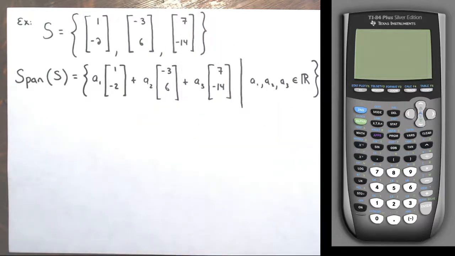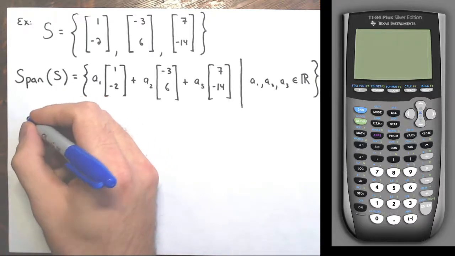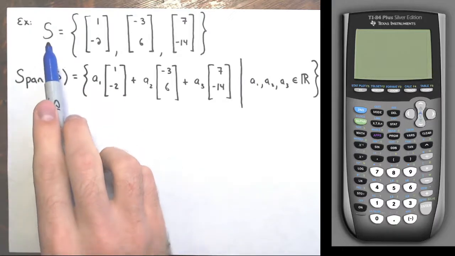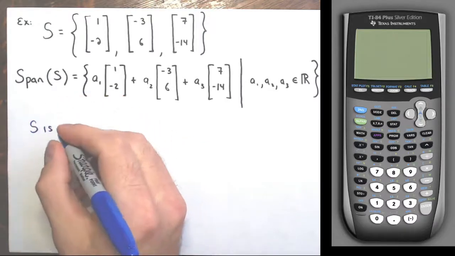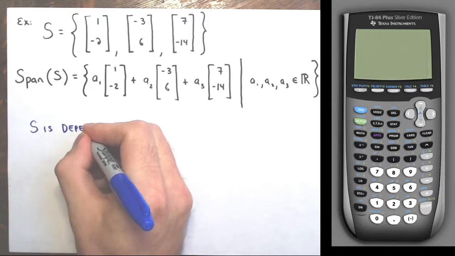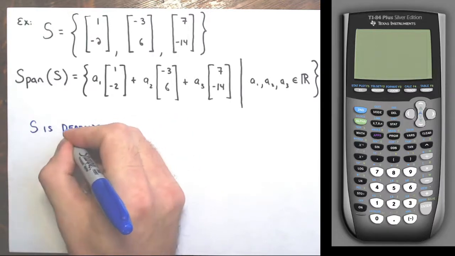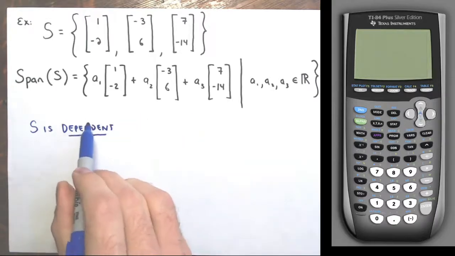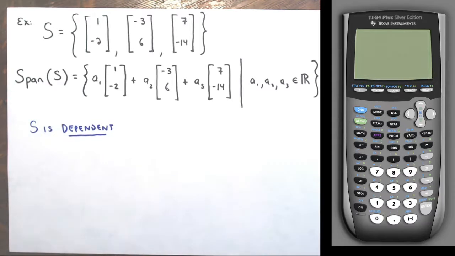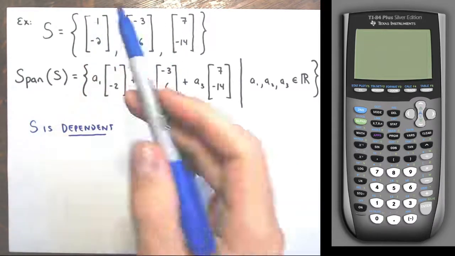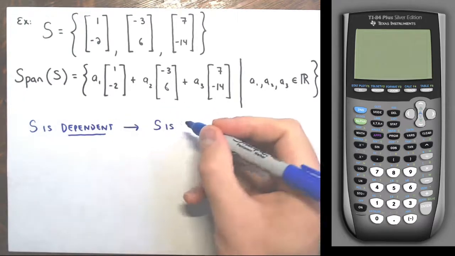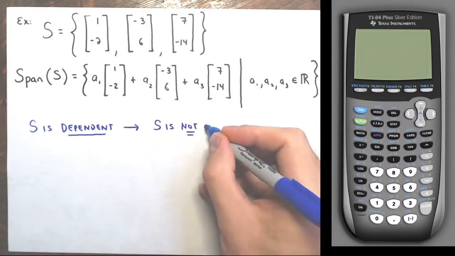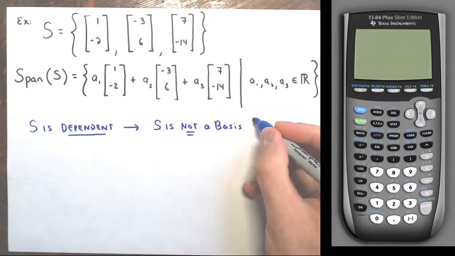Okay. So again, the question is, is S a basis for the span of S? I'll tell you right now, S is a linearly dependent set, for the same reason as the last example. Just know that the word linearly should be in here too. Because the number of vectors is greater than the number of components each vector has. So it's going to be dependent. It means that S is not a basis for the span of S.